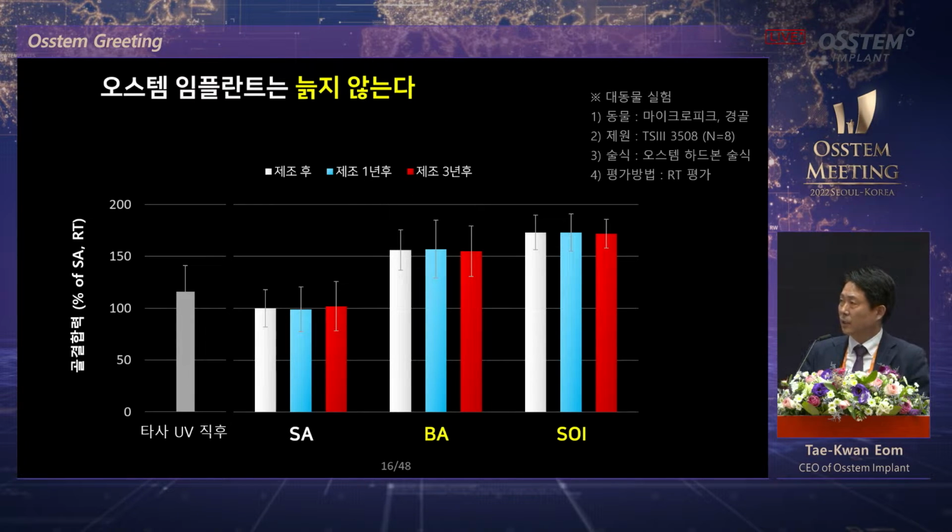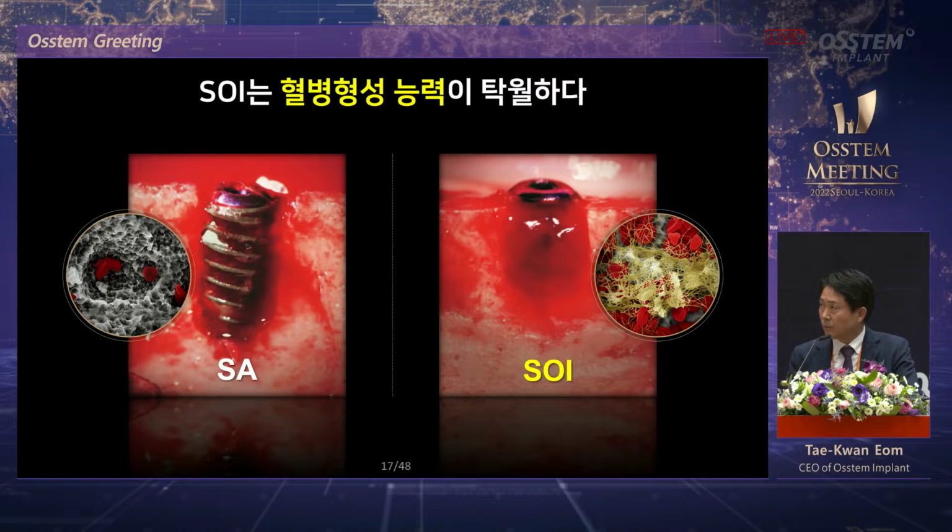Basically, UV treatment is done on the left, SAPA and soy. White means after manufacturing. Blue is 1 year after manufacturing. Red, 3 years after manufacturing. And they do not have fluctuations in terms of the effect.